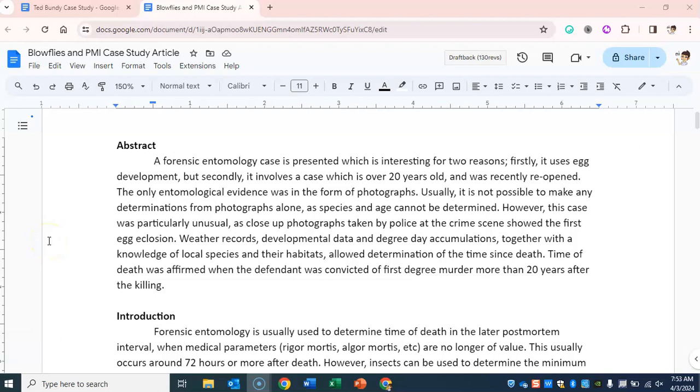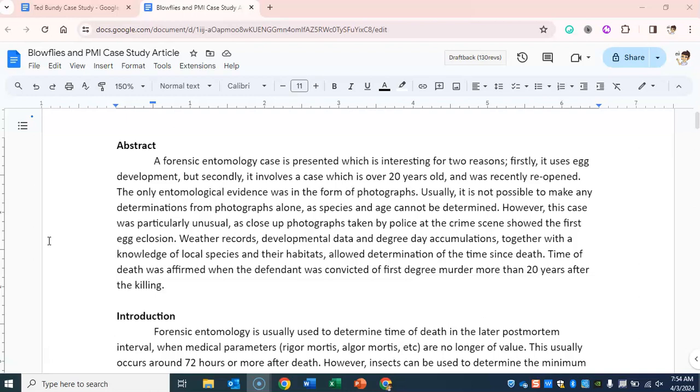Abstract. A forensic entomology case is presented, which is interesting for two reasons. Firstly, it uses egg development, but secondly, it involves a case which is over 20 years old and was recently reopened. The only entomological evidence was in the form of photographs. Usually, it's not possible to make any determinations from photographs alone, as species and age cannot be determined.